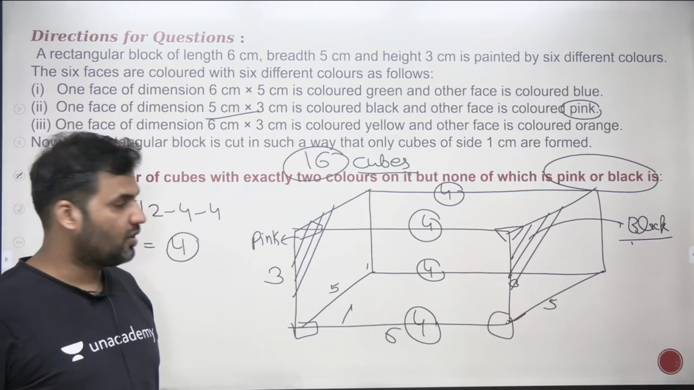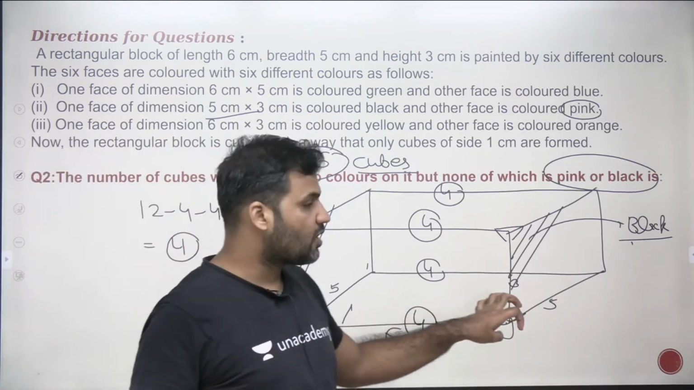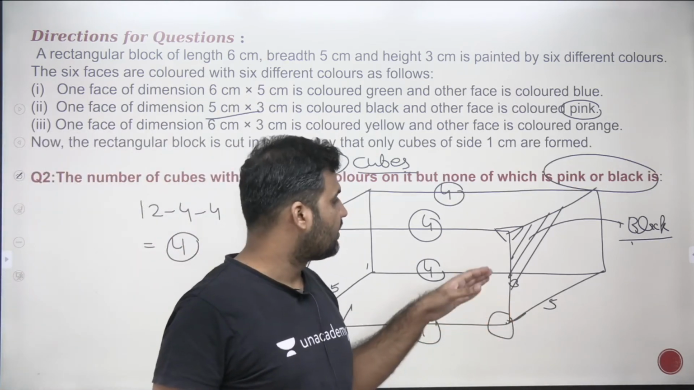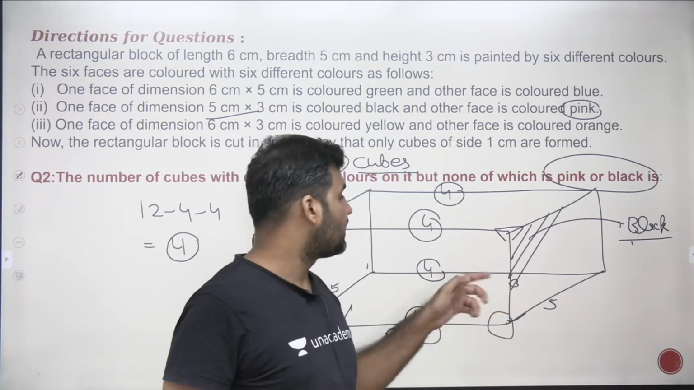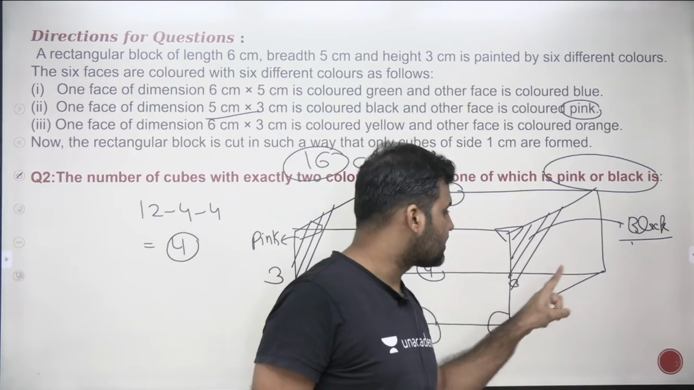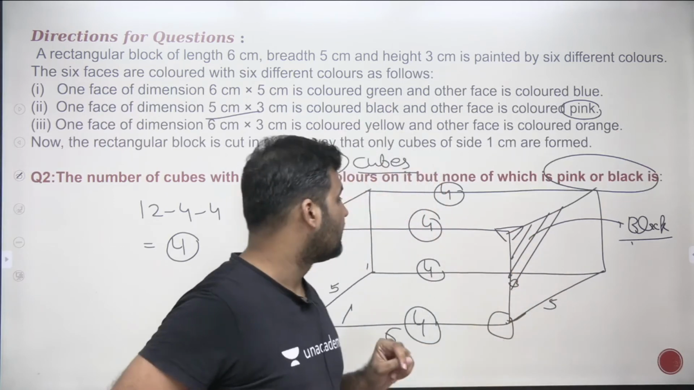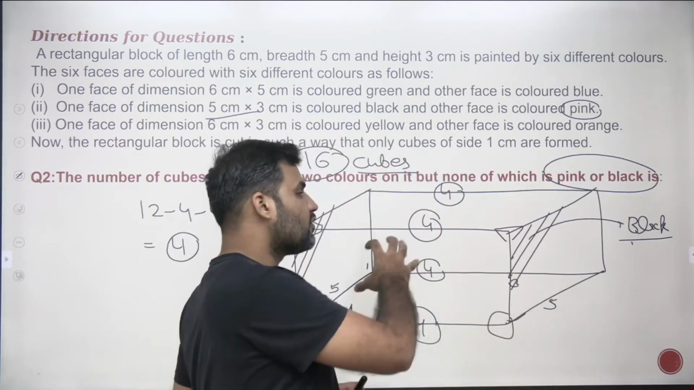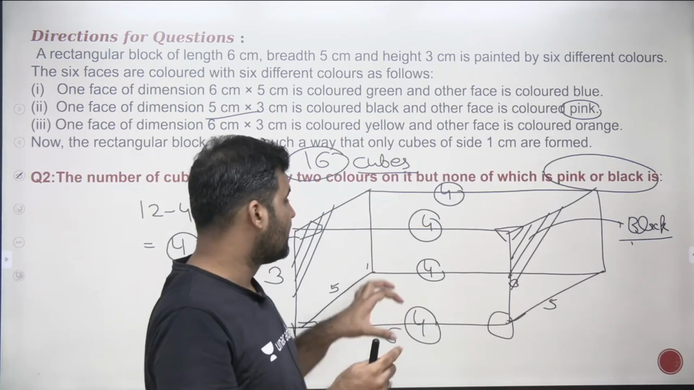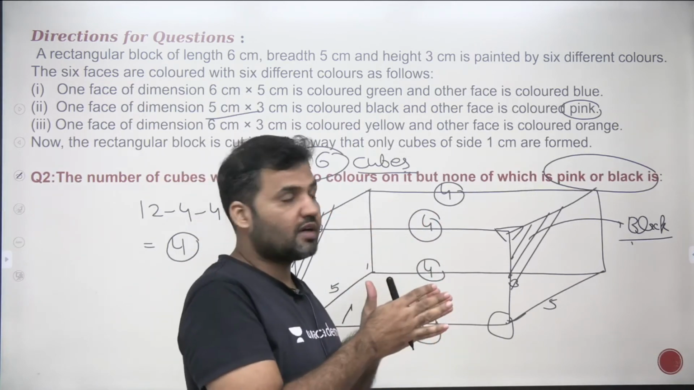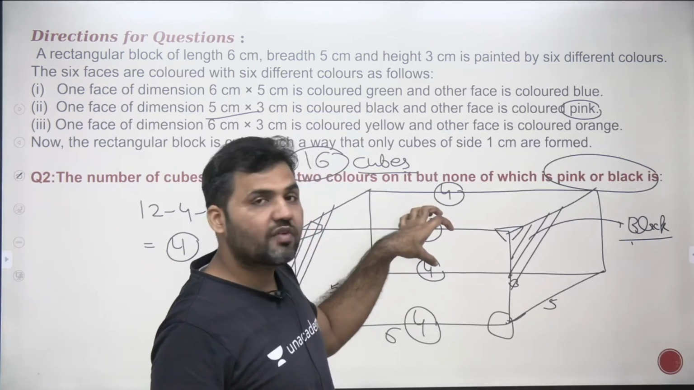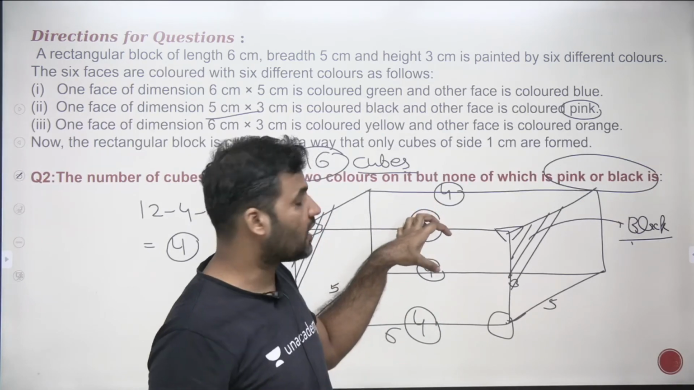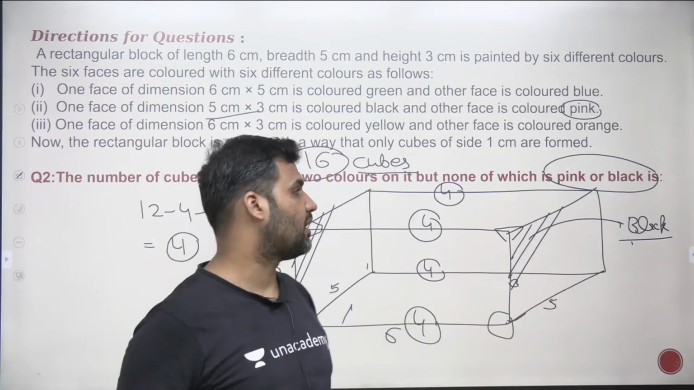Quite easier if you know that cubes from the corner will have 3 sides painted. Cubes coming from the edge will have 2 sides painted. Cubes coming from the face will have 1 side painted. Cubes coming from the inside part, where none of the faces are exposed to the color, will have no side painted, right?